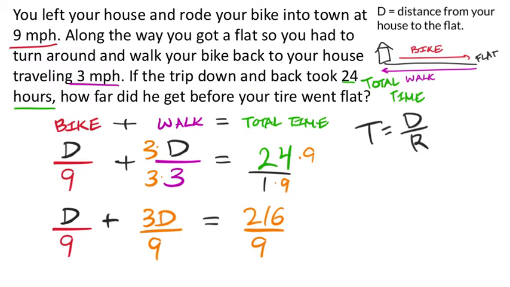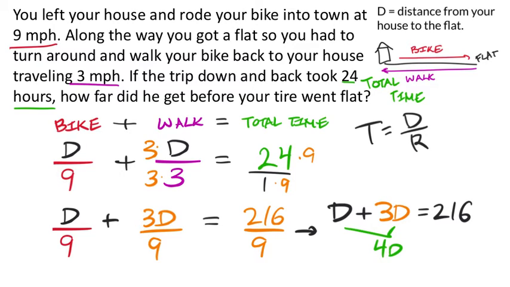But from this, I'm going to now change it into a single equation, but without the denominator. So d plus the 3 distances should equal 216. And from here, we just take our like terms and combine them. So that would be 4 of those distances from your house. It's saying it's the same thing as 216.